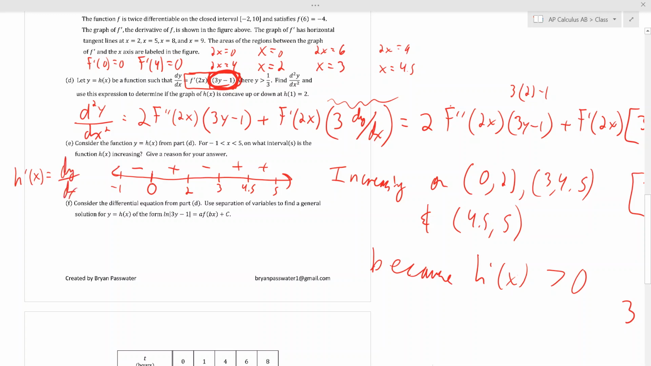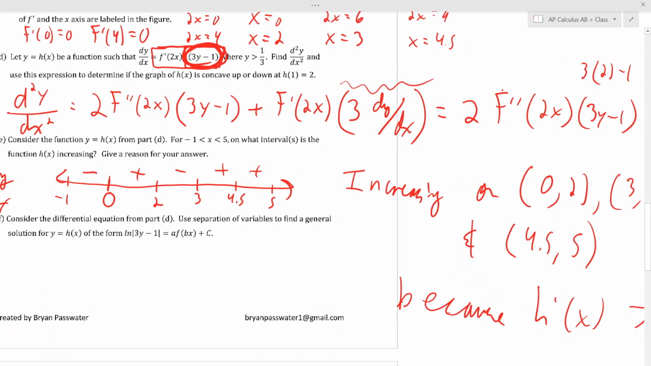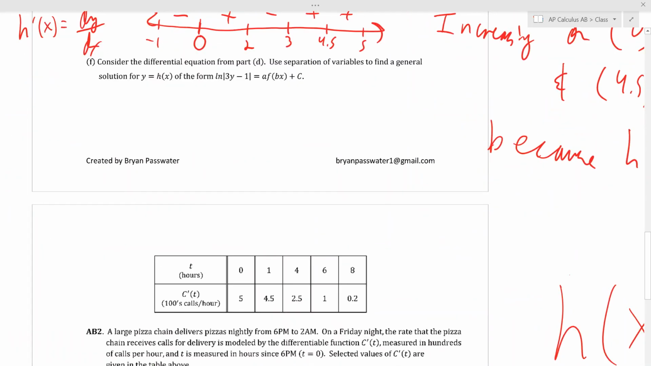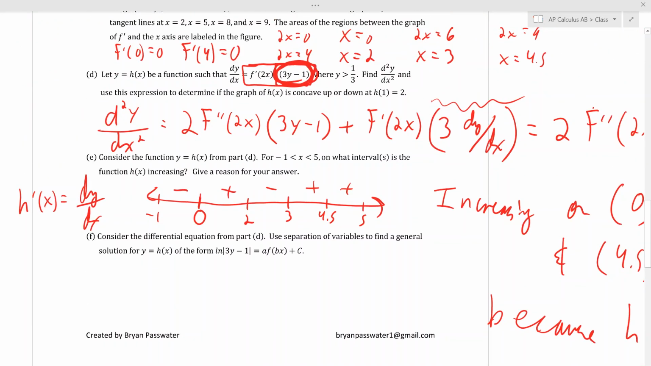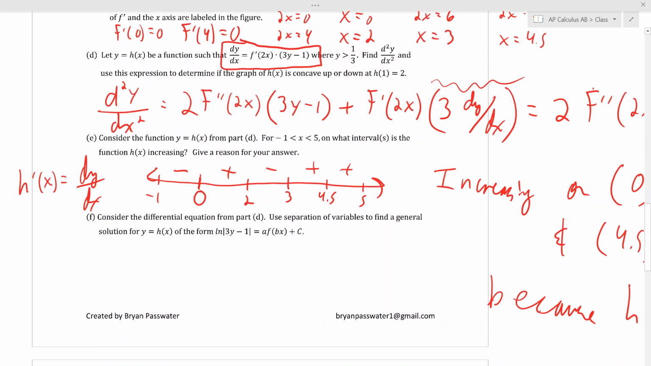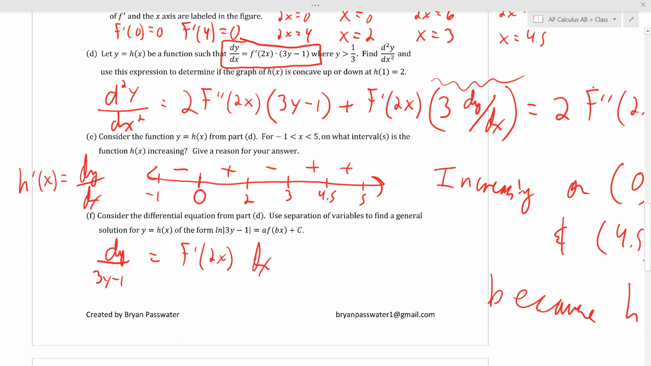Okay, and then last but not least, it says solve h. So this is a differential equation. Here's our derivative right here. And I told you to solve a differential equation, you need to separate the variables. Well, that's not super hard to do. When you do that, it's going to become dy over 3y minus 1 is equal to f prime of 2x dx. We need to integrate that.